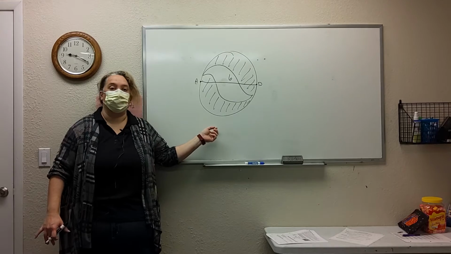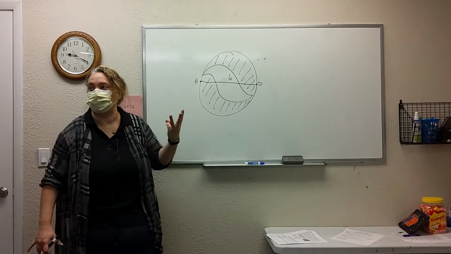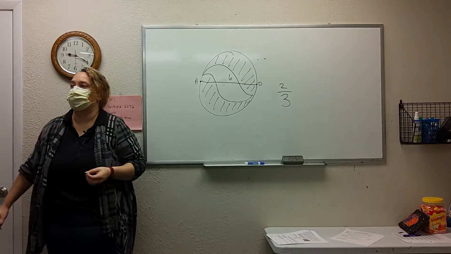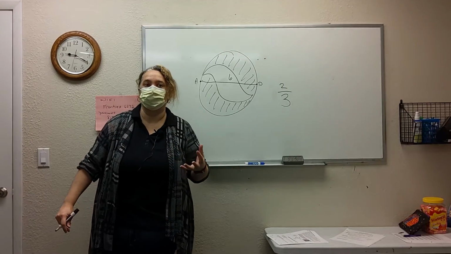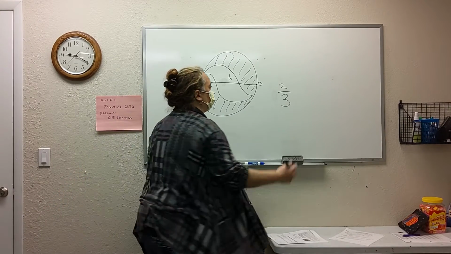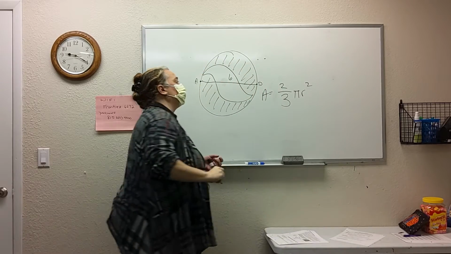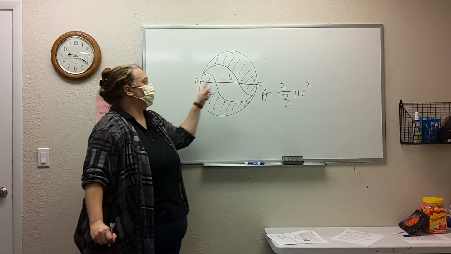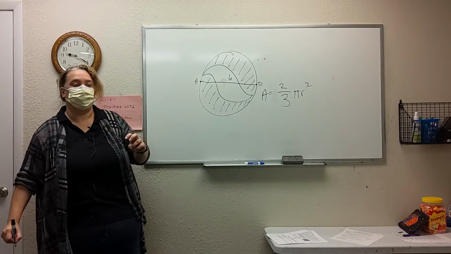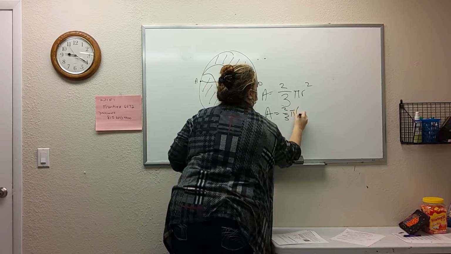Well, how much is shaded? How many parts? 2 out of how many? 3. So it's about 2/3. So about 2/3 of that circle is shaded. What's the area formula for a circle? Starts with pi. Pi r squared. Thank you. Okay. So 2/3 pi r squared. There's my area. That's my area of my shaded part. From A to D is 6. So what's my radius? 3. All right, plug in 3 for r. We've got area equals 2/3 pi times 3 squared.